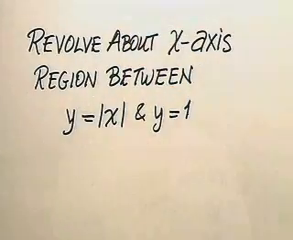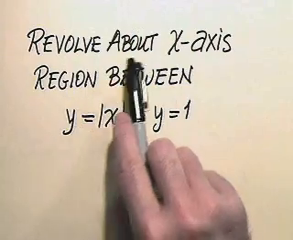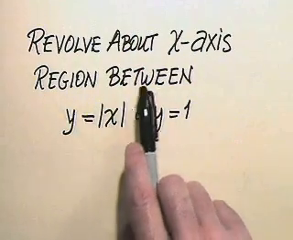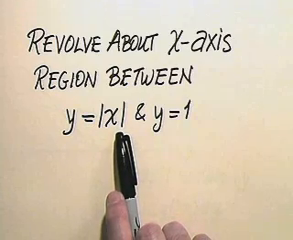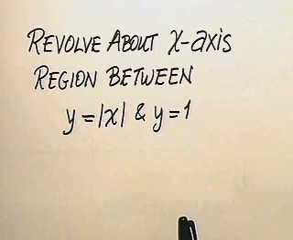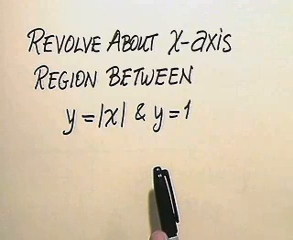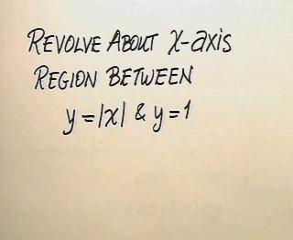Let's look at a problem where we calculate the volume of a solid of revolution obtained by revolving a region about the x-axis. Here, I want to revolve about the x-axis the region between the curves y equals absolute value of x and y equals 1. Well, why don't you pause the video and try this one yourself and then see how I work it.